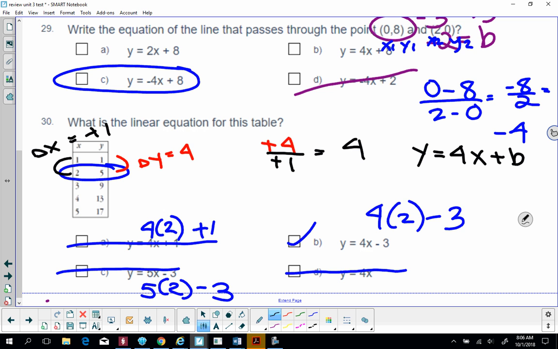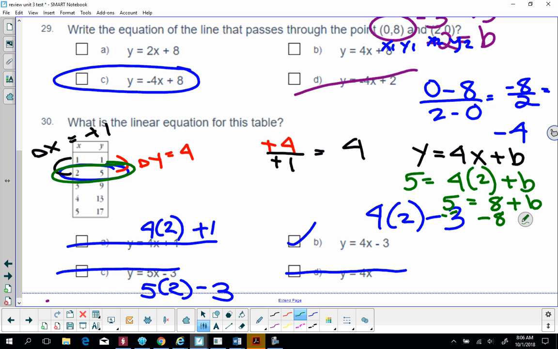We can plug a point in for x and y and solve. It doesn't matter which point, I'll plug in 2 for x and 5 for y and solve. So it might not be multiple choice, you do have to go through this. You end up getting 5 equals 8 plus b. How do you get b by itself? Subtract 8, and you get b equals negative 3. So you know that b is negative 3. It doesn't matter which point you would plug in. You are going to have one open-ended like this, but you're also going to have one multiple choice. Does that make sense? Okay.